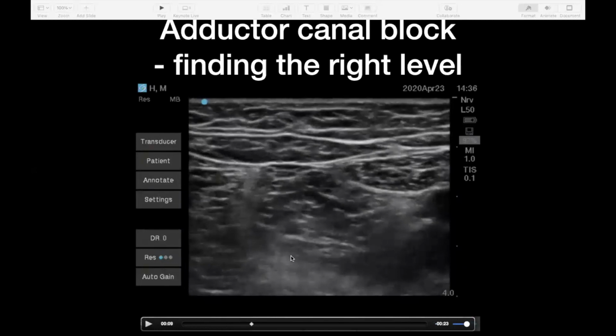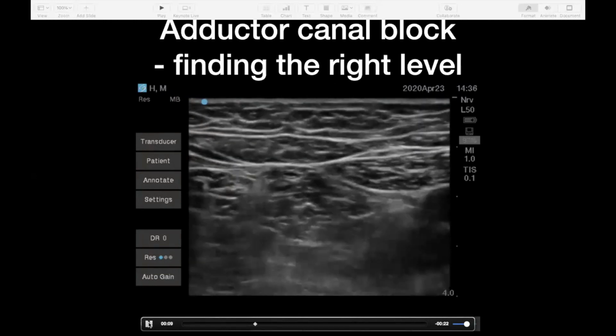Here you can see big adductor longus. As you go higher up the leg, the adductor longus gets bigger. And then adductor magnus is over here, and the border between the two is this kind of blurry line down here. And the medial border of sartorius is way over here. So they're definitely not lined up. So I've gone too high.